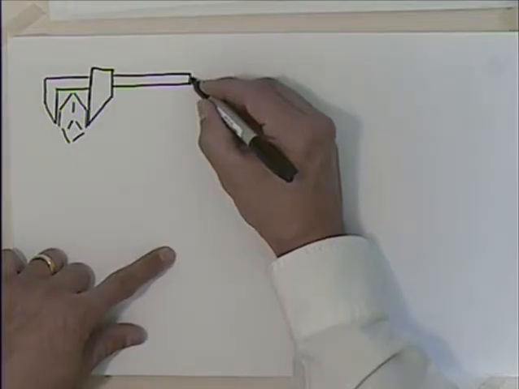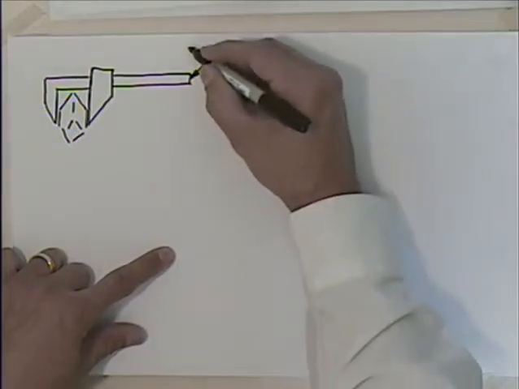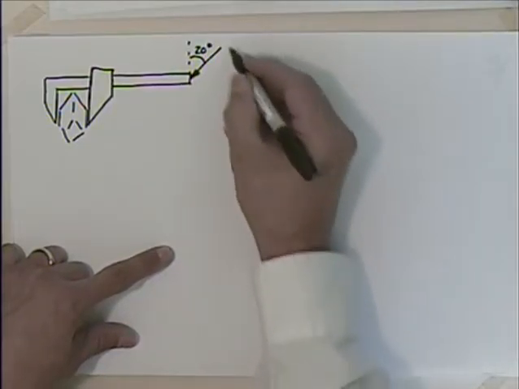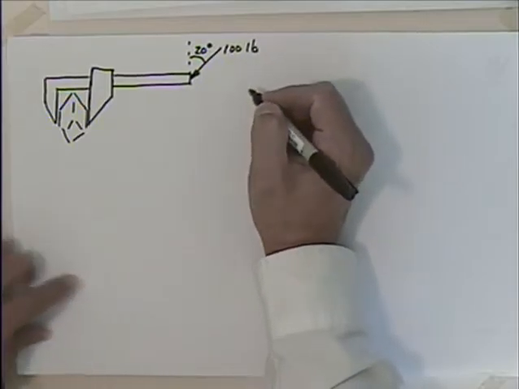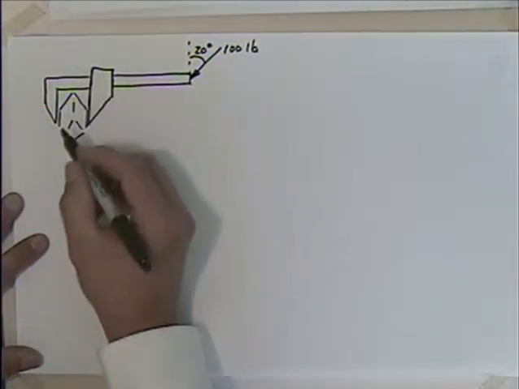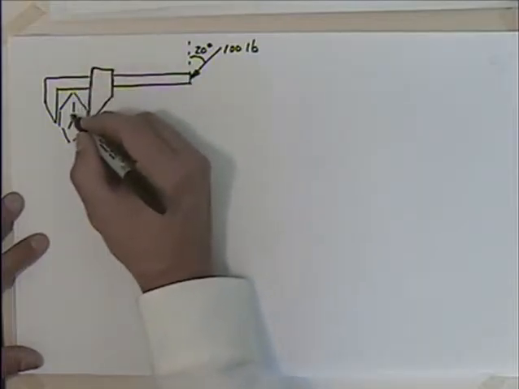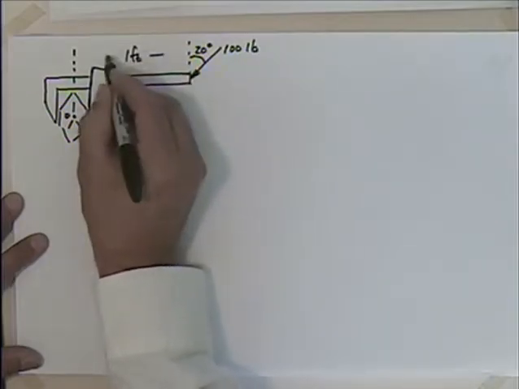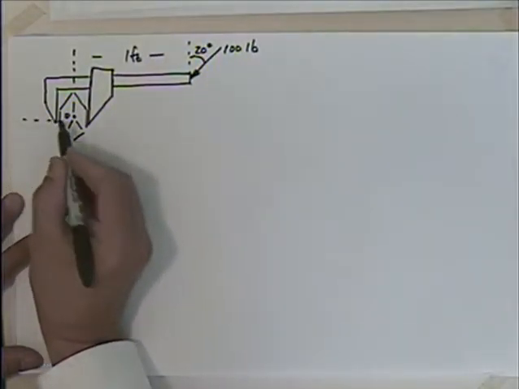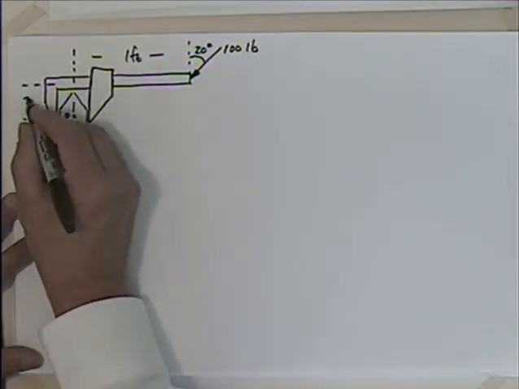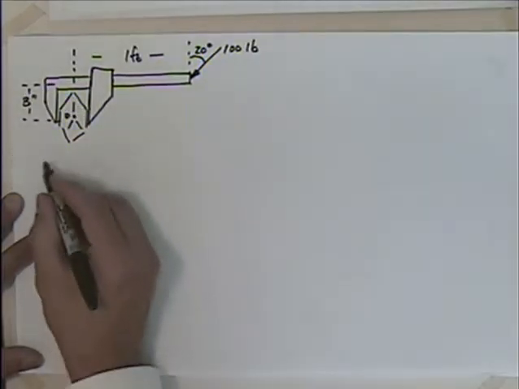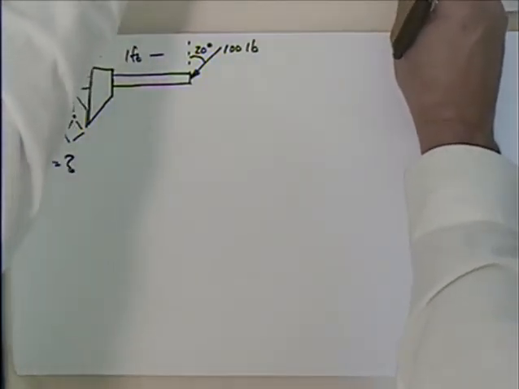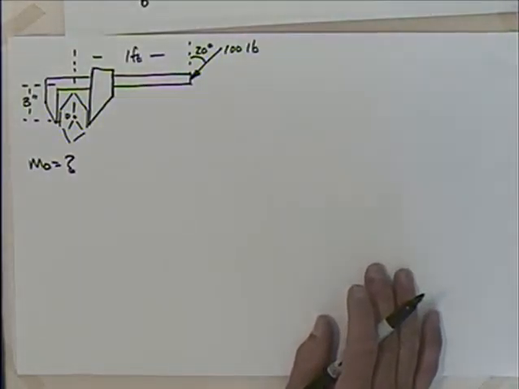Okay, and let's say that I have a force applied like this. I'll take this angle in here as, let's say, 20 degrees. We'll say that this is 100 pounds. And we're looking at the point O, so the distance here we'll say is 1 foot, and the distance here is 3 inches. And we'd like to find the moment about O. Okay, that's our problem.